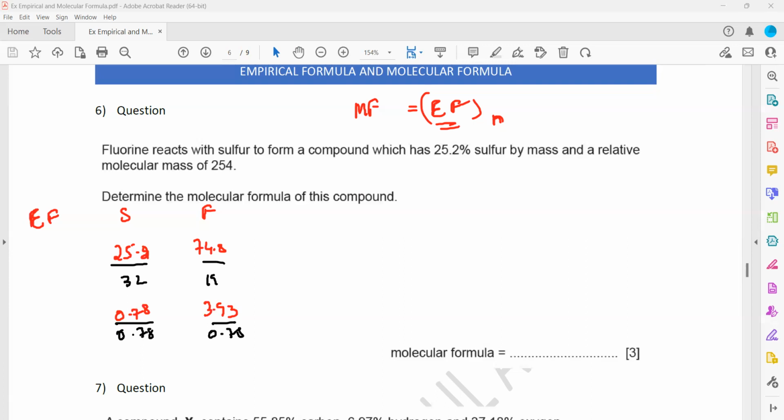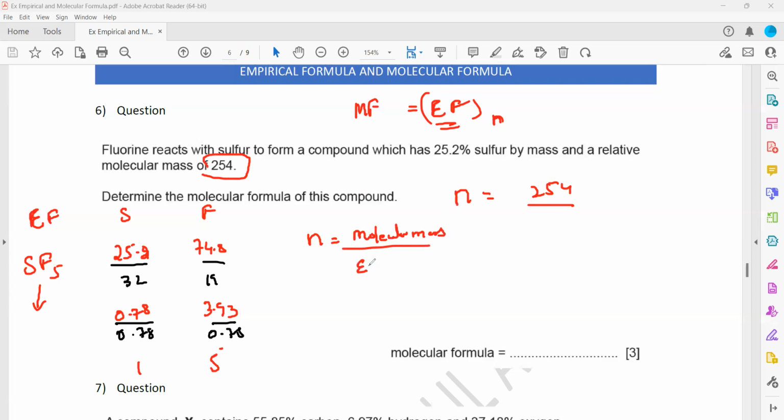So this will be about 1 and this is 5. So 1 and 5 are there. So what is the empirical formula? Empirical formula, we work out SF5. Now to work out the molecular formula is empirical formula times N. And what is N? N is molecular mass, which is 254, divided by empirical mass. Empirical mass is from empirical formula, because the value for N is the relative molecular mass divided by relative empirical mass.